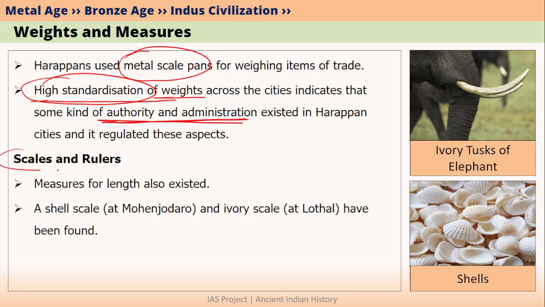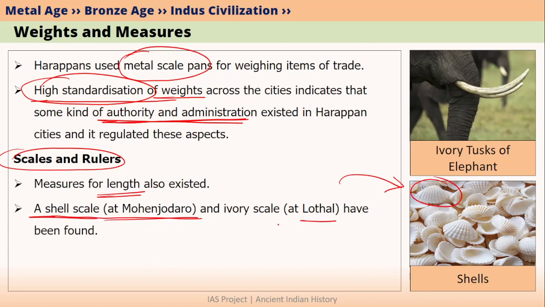Harappans also invented scales and rulers, so they knew how to measure length. We have two evidences for this. The first evidence is that we have found a shell scale at Mohenjo-daro. You can see shells here. So small scales were made using these shells. Moreover, at Lothal in Gujarat, we have found an ivory scale also.